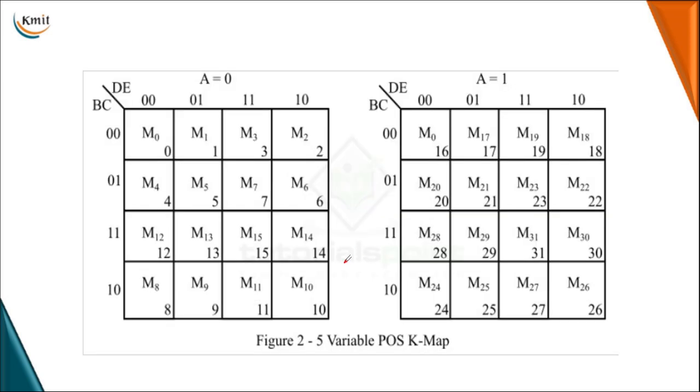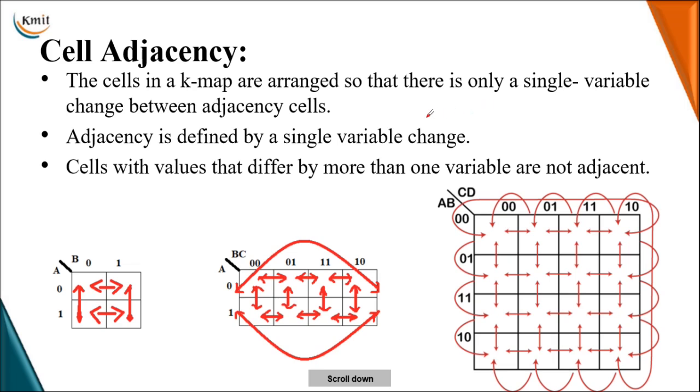So this is the mapping for a POS function. Capital M0 is the first cell and M31 is the last cell here. This is also represented as a 5 variable function using 4 variable maps, where the first layer has A equal to 0 and the second layer has A equal to 1. Now, upon mapping your function, the next method is adjacency.